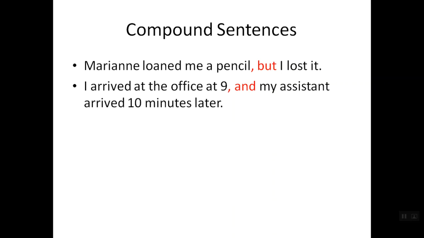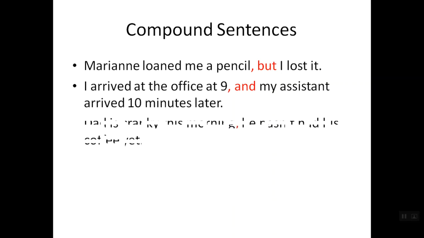So I arrived at the office. So arrived here is the first verb. The second verb: and my assistant arrived. Again, arrived. Okay. Different doers? Yes, different doers. The first one is I. The second doer, or the second subject, is my assistant. Okay. They're connected with a coordinating conjunction and preceded by a comma. So it is a compound sentence. Any problems so far? No problem so far.